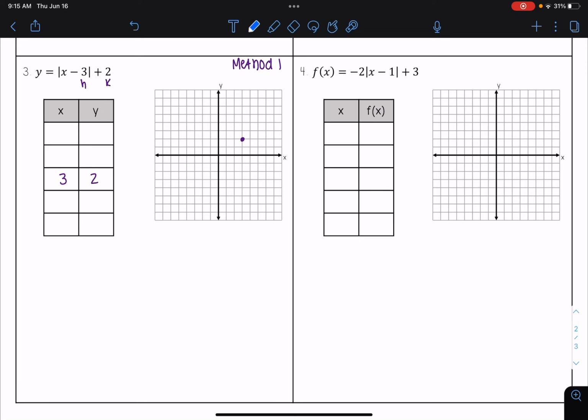So I'm going to go to points less than x on the left-hand side, and then on the right-hand side of the vertex. So this is going to be 2 and 1, 4 and 5. So plugging in 1 first, I get the absolute value of 1 minus 3 plus 2, the absolute value of -2 plus 2. Well, the absolute value of -2 is just 2. And so I get 4.